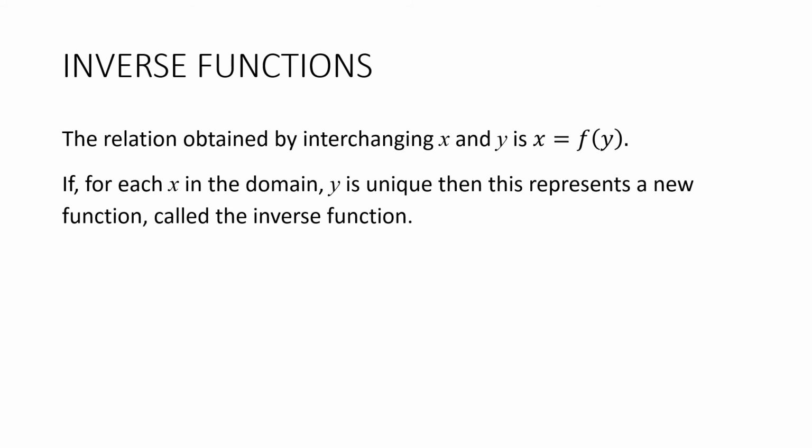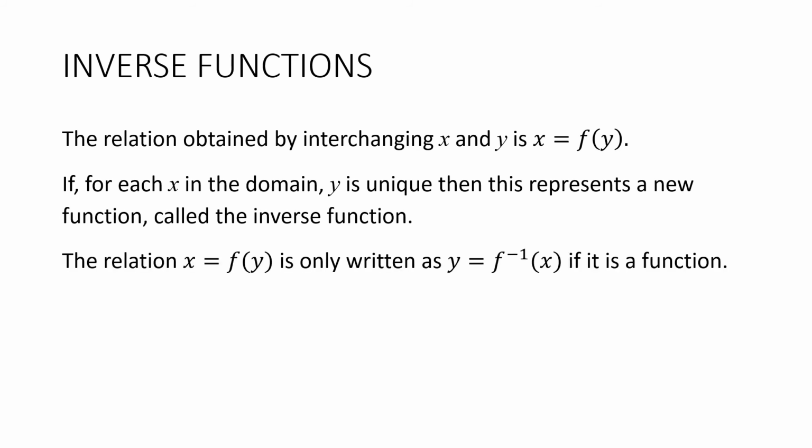If for each x in that domain y is unique, then this will represent a new function that is called the inverse function. So I switch x and y, and if it is a function, then it's going to be called the inverse function. So the relation x is equal to f of y is only written in this notation, f to the power of -1, if it is a function. And it won't always be.